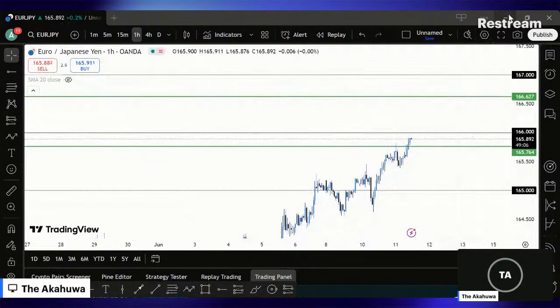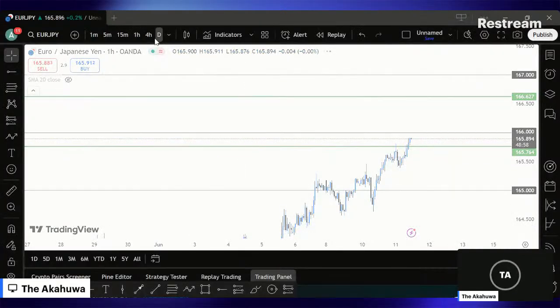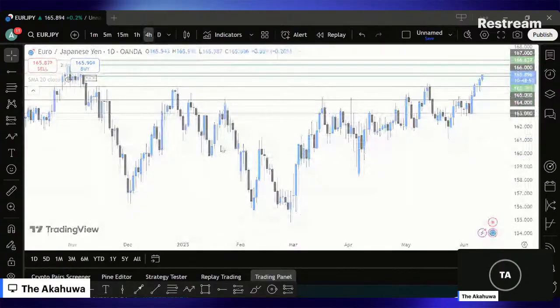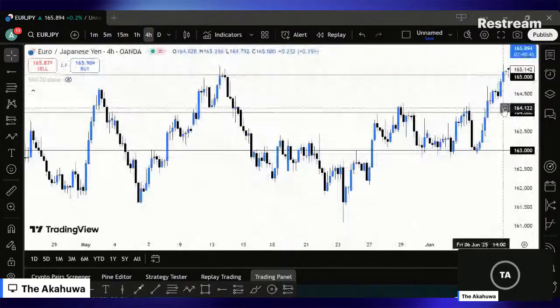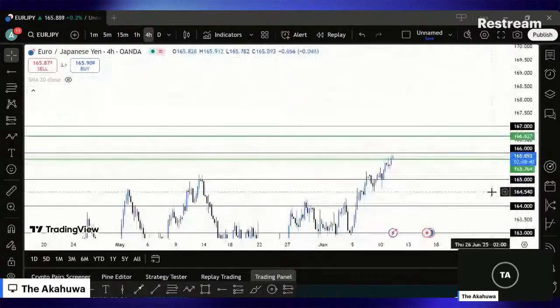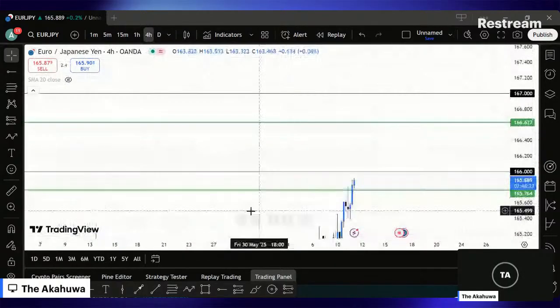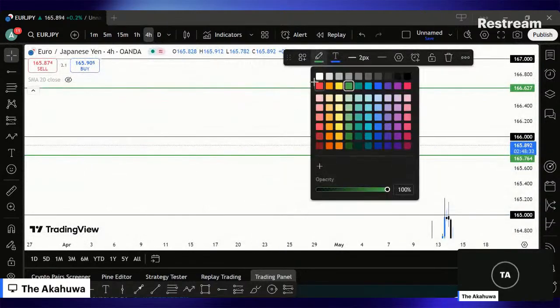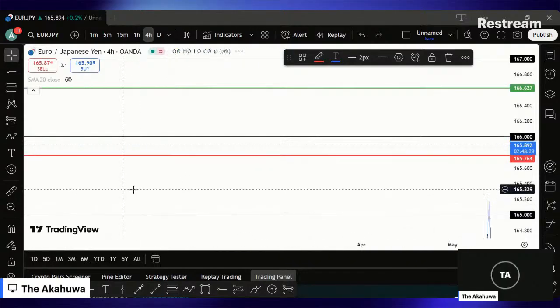So I believe you understand my thought process on this Euro JPY. So let me take it on again so we all can be in tune. Let me start from 4 hours time frame. So let me make this red. Let me use it for the explanation.